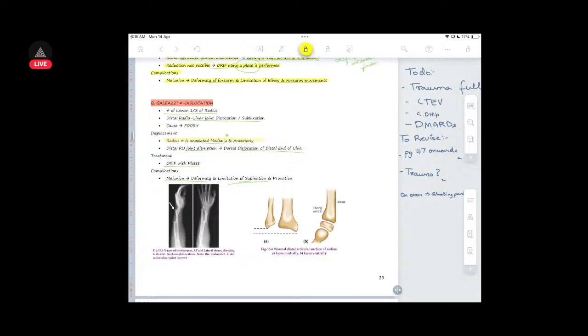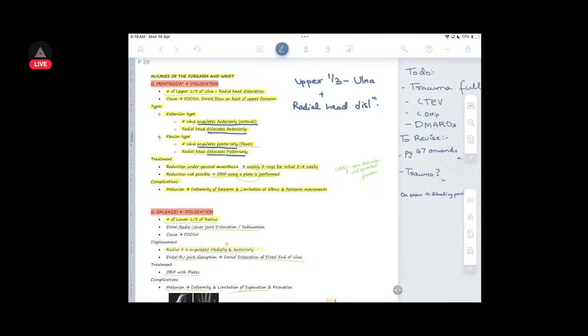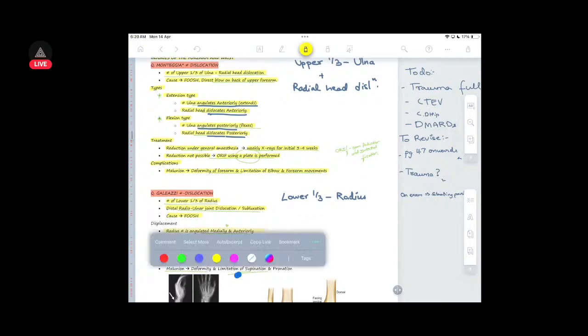Then you have Galeazzi fracture, which is fracture of the lower third of the radius, with distal radioulnar joint dislocation or subluxation, caused by a fall on an outstretched hand.